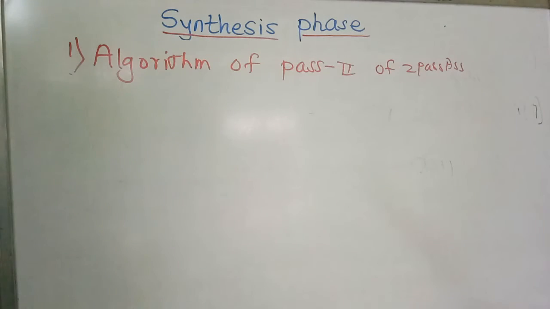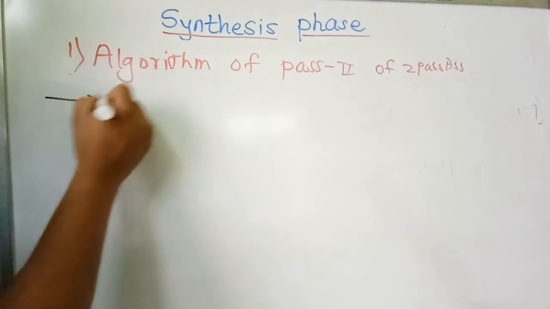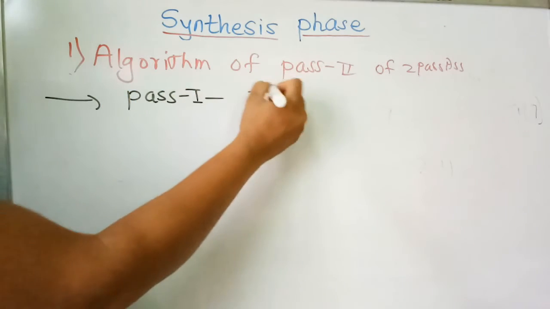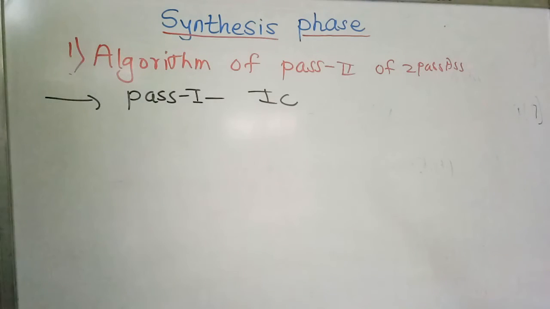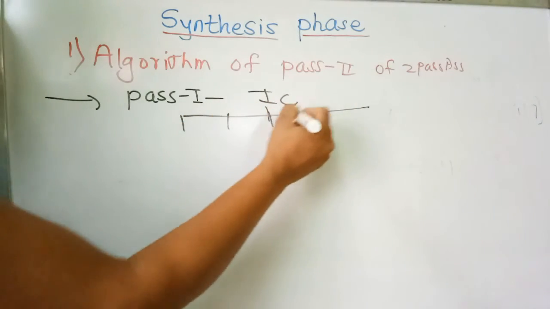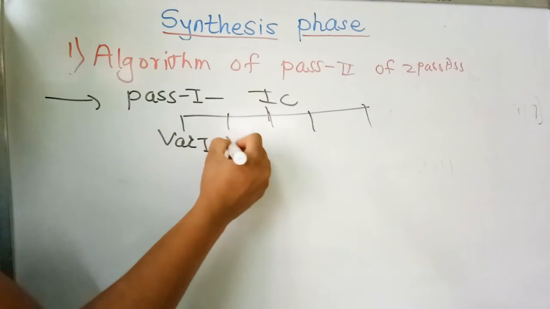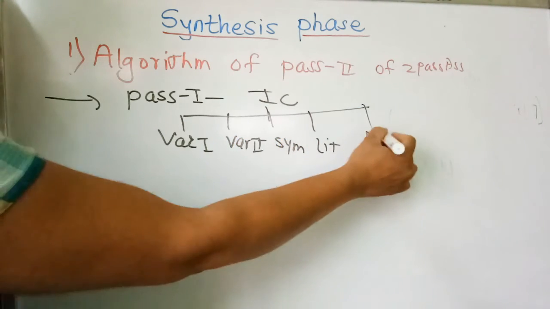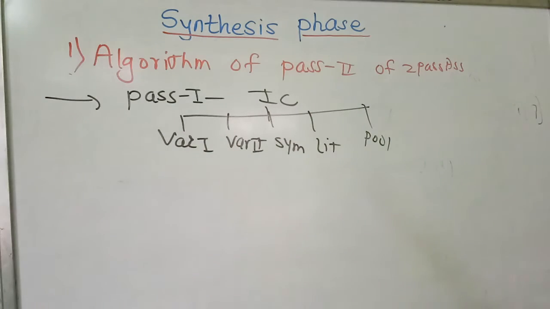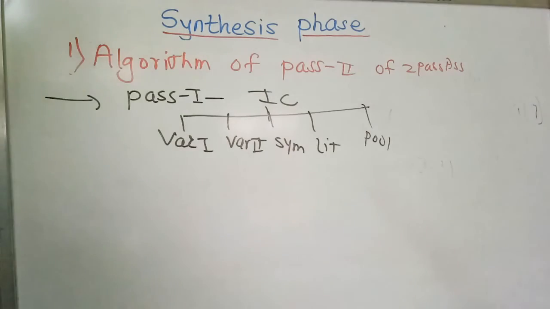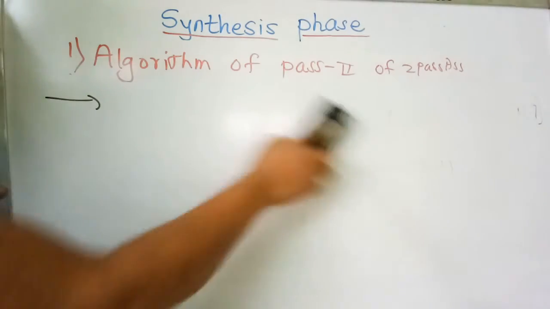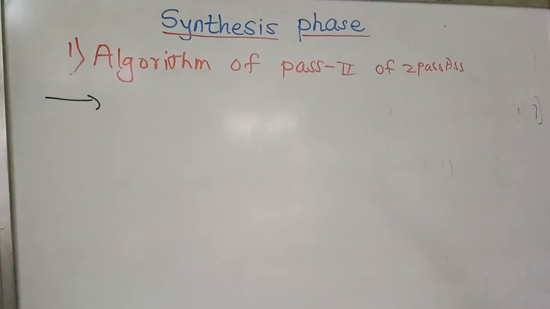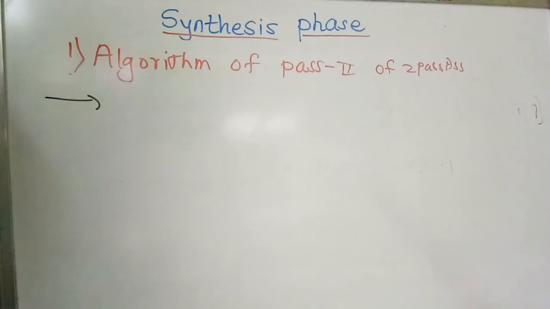We all know that pass one generates the intermediate code, and that intermediate code is a combination of various things, that is variant 1, variant 2, symbol table, literal table, and pool table. All these things are collectively provided as input to pass two of the two-pass assembler. Okay. So what does this algorithm say? The main objective of pass two is to generate the object code. There are two fields of the object code.